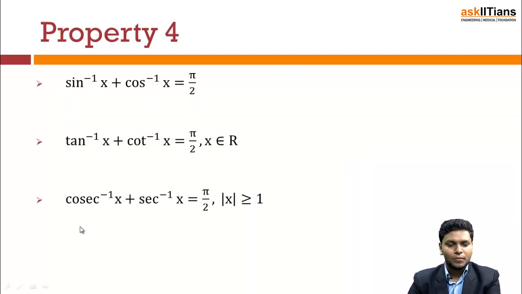There are certain other properties which we must know of. Sin inverse x plus cos inverse x is pi by 2. This can be generalized by using a triangle, because we know that sin and cos are complementary angles. Similarly, tan and cot, and similarly cosec and sec.